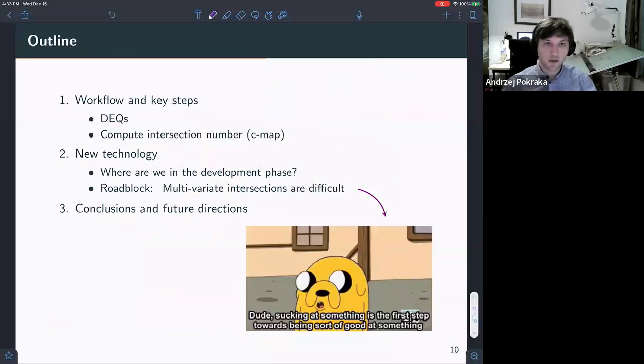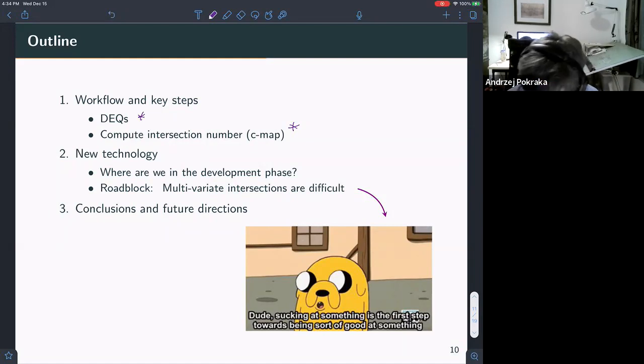Okay, so for the remainder of the talk, I just want to describe the workflow and how to use our technology, and what the key steps are: namely how to compute differential equations, and a little bit more about what the CMAP is and why it's needed for computing these intersections. I also want to note that this is a relatively new technology, so we're still in the development phase, and there are certain roadblocks that we still have to overcome.